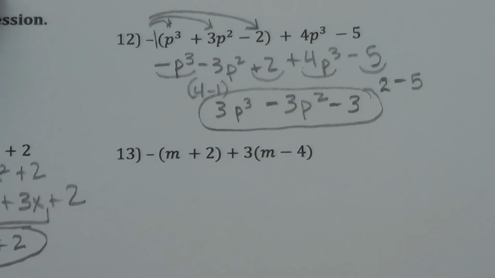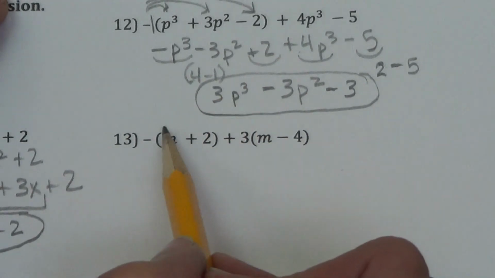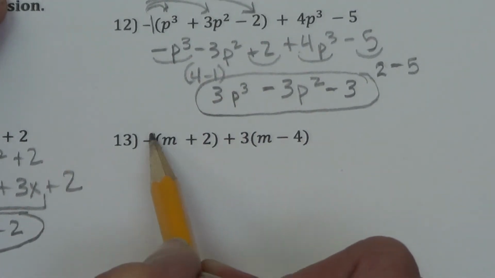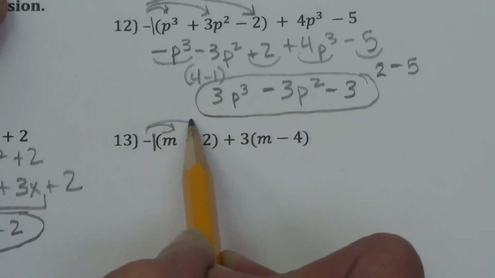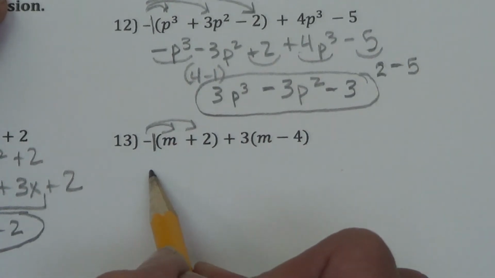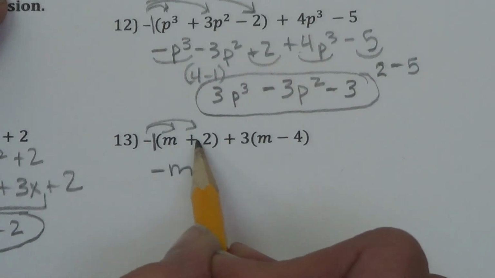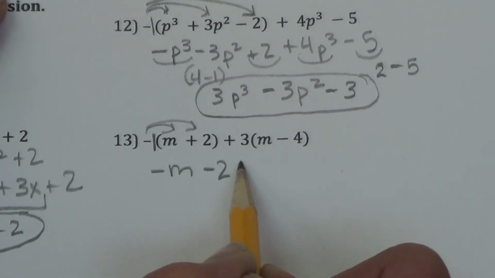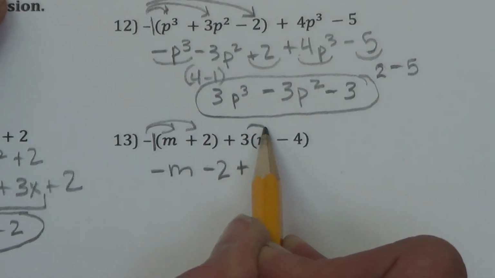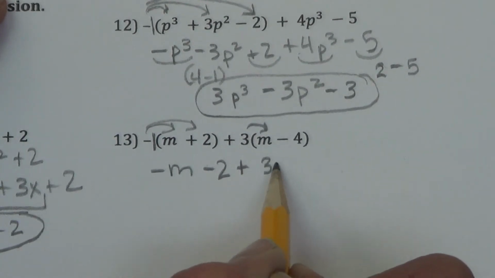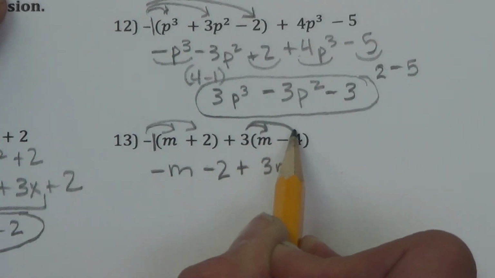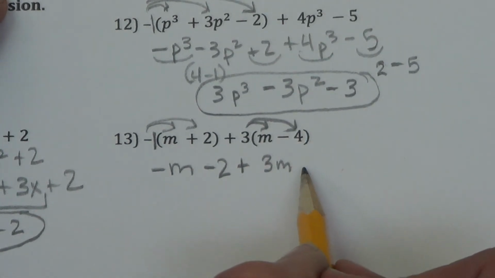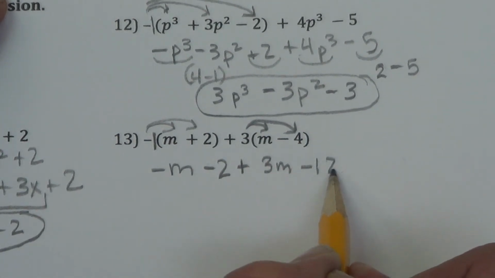In the next problem, we need to distribute this negative 1 to each of these terms. Negative 1 times m is negative m. Negative 1 times 2 is negative 2. At the same time, let's go ahead and distribute this one. 3m. 3 times negative 4 is negative 12.